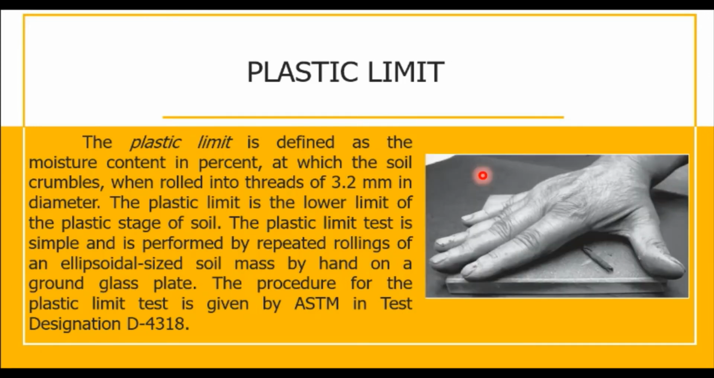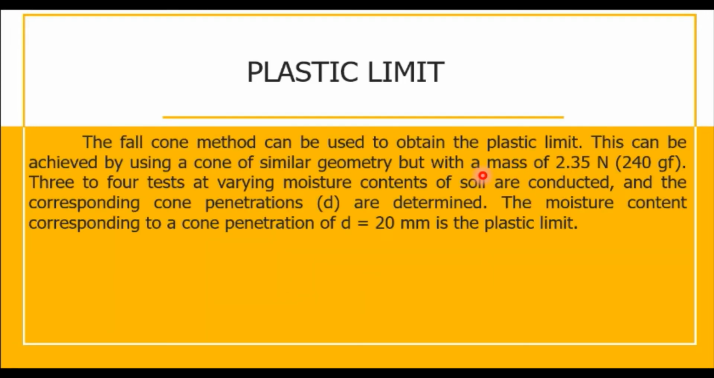But in the case of plastic limit, para makuha naman yung plastic limit, kailangan ay ang mass ng cone natin is 2.35 Newton or 240 gram force. So, meron ding 3 to 4 tests at varying moisture contents. Ganun din ang procedure sa pagkuha ng liquid limit. And then, ipa-plot ulit natin siya at kung ano yung moisture content na nasa tapat ng 20 mm penetration, that would be the plastic limit.